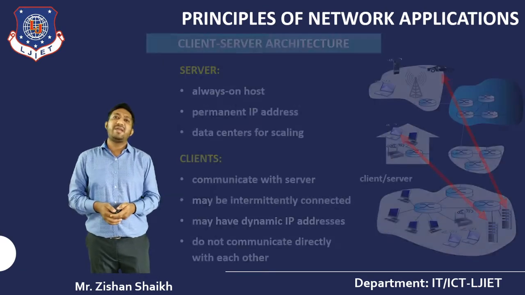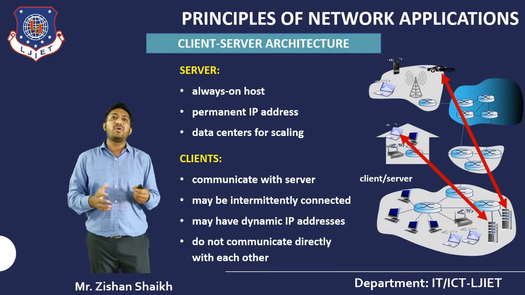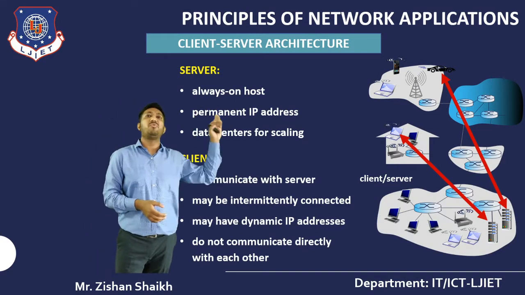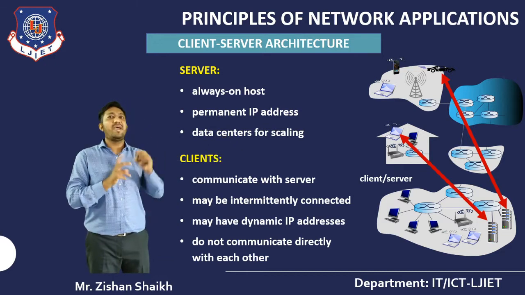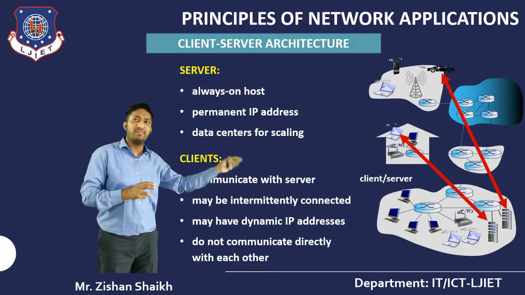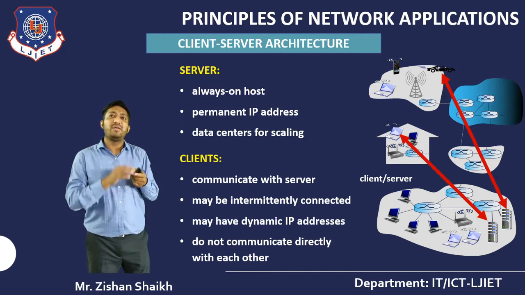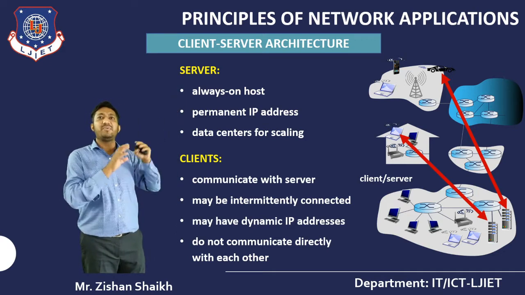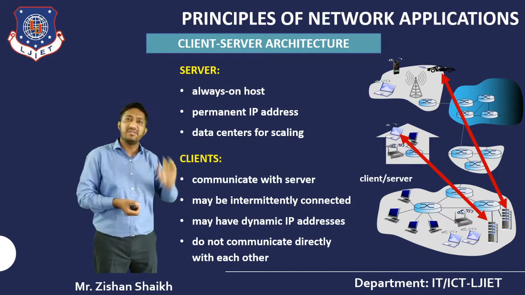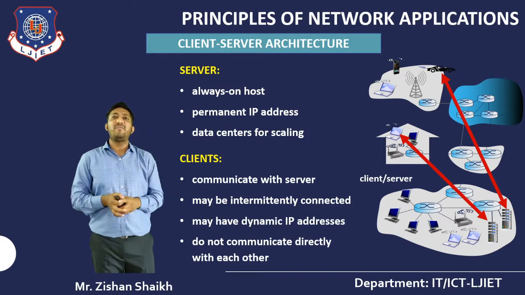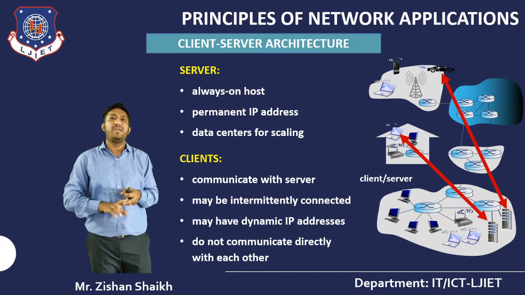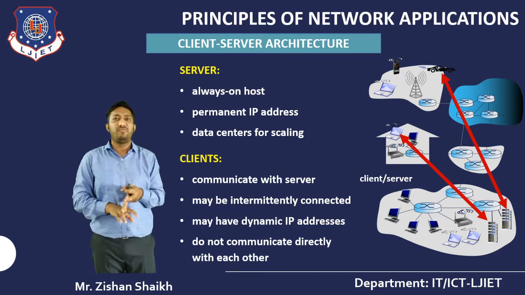The first one is the client-server architecture. When we talk about the client-server architecture, our data moves from source to destination. In between we have a number of nodes, but one particular source is known as a client, and the machine at the other side is known as a server. The server is always on. If the server is not available, the client request is not fulfilled.